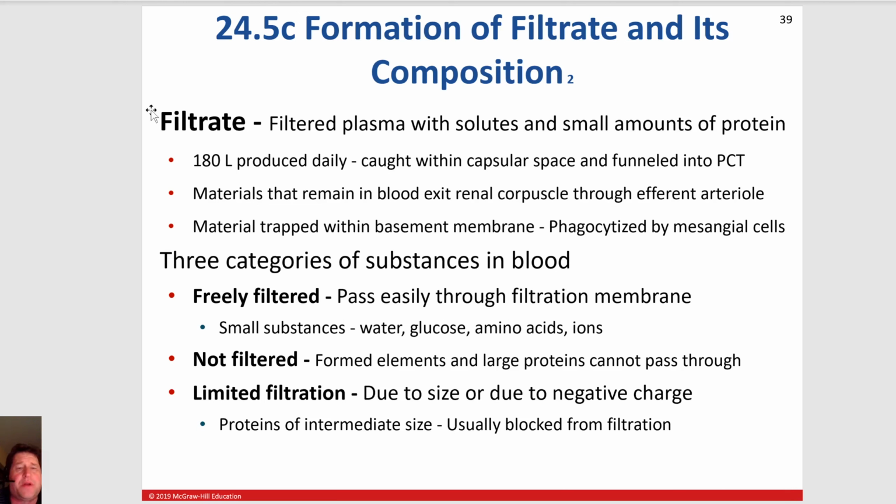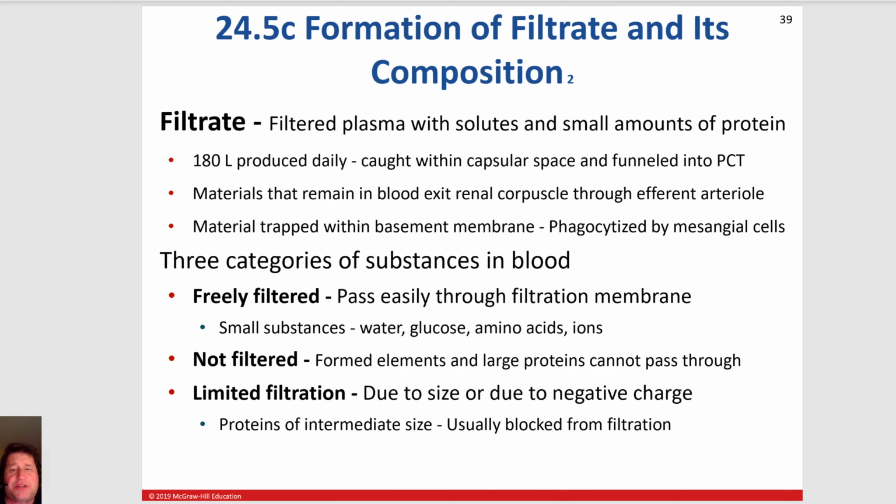So how does the filtrate form? Well, it comes out of these little holes, the fenestrations, and gets regulated by the pedicels of the podocytes. The mesangial cells also play a role in that. So with things in the blood, relative to what gets filtered into the filtrate: freely filtered substances pass easily through the filtration membrane, small substances like water, glucose, amino acids, whatnot. And then that which is freely filtered, that which is not filtered, and that which is filtered on a limited basis.